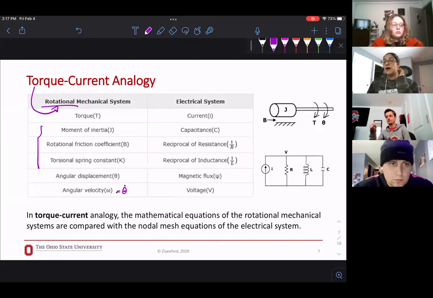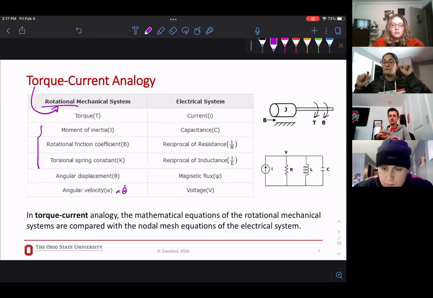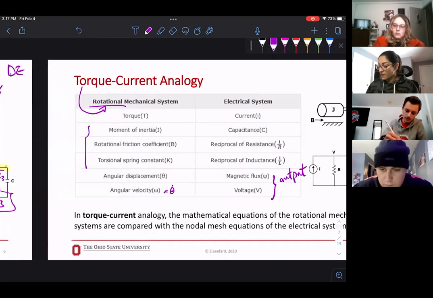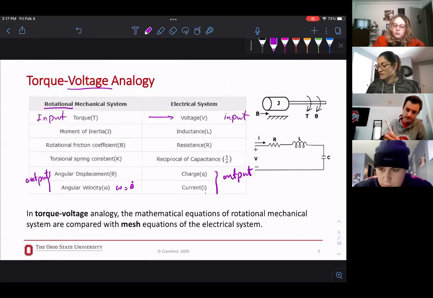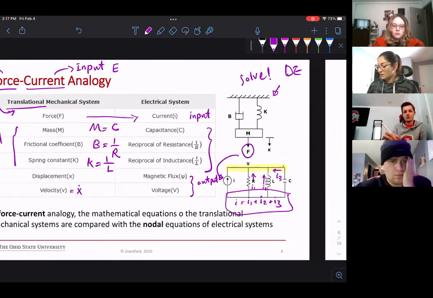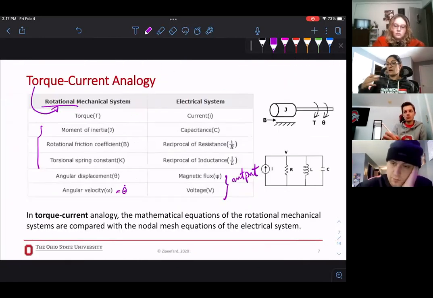So if you have a rotational motion, obviously torque current or torque voltage. If you have translational mechanical system, then it's force current or force voltage. Either way is correct depending on what output you're trying to find, all right? So if you remember in here, current was the output, so we use voltage analogy. If voltage is our output, something that we're trying to find, we use current analogy, so the other one of them.